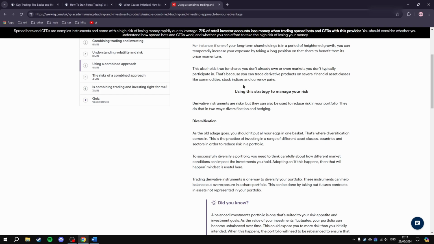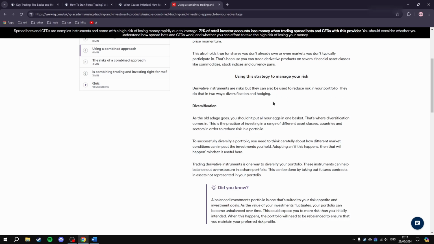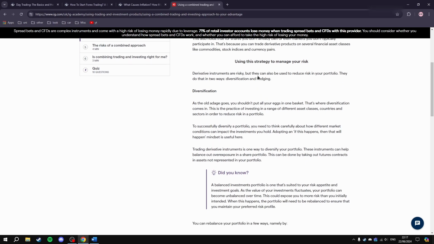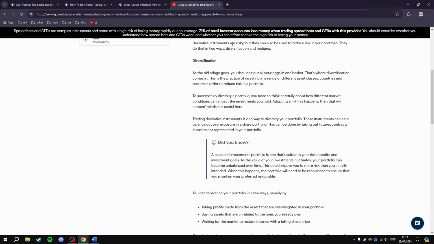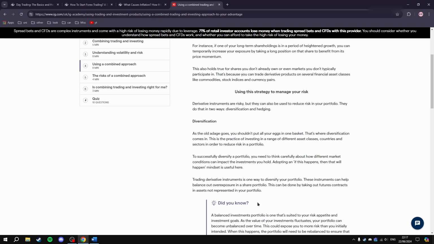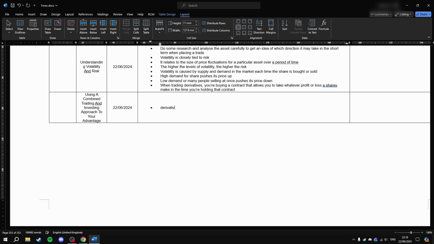This also holds true for shares you don't already own or even markets you don't typically participate in. That's because you can trade derivative products on several financial asset classes like commodities, stock indices, and currency pairs. So using this strategy to manage your risk, derivative instruments are risky, but they can also be used to reduce risk in your portfolio. They do that in two ways, diversification and hedging.